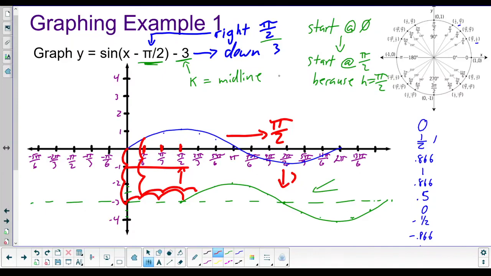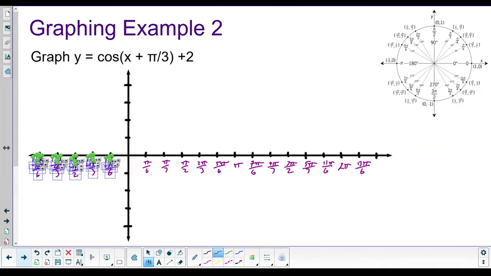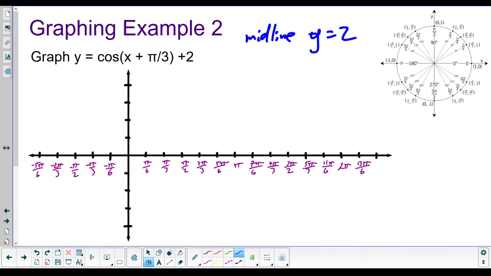Let's go ahead and look at a cosine one. Okay. For this one, I'm not going to graph the parent function, and we're just going to go straight into graphing this. Okay. Our midline is going to be at y equals 2. It's going to be a horizontal line. Here, let's even undo that. Undo. Let me get a real horizontal line. Dashed. Let's make it blue.